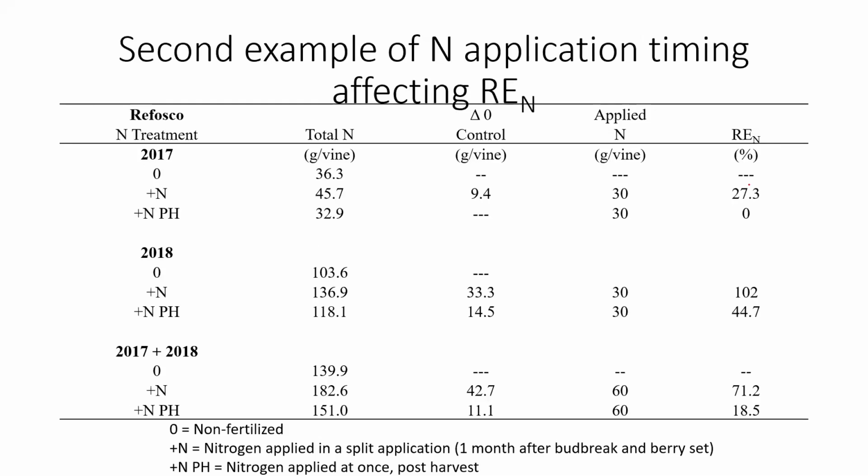Here's another set of data, this time from Rafosco. Recovery efficiency was, again, much higher for nitrogen applied in the spring than it was for nitrogen applied after harvest.